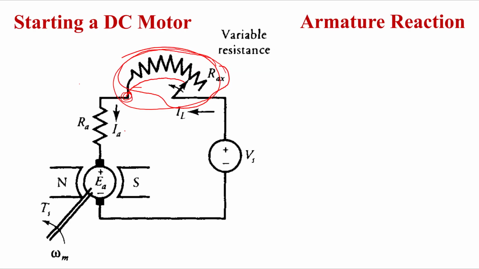Now we'll talk about armature reaction. Already you have studied the armature reaction for the generators. It is the same except for the change in the direction of the current. Because in case of a generator, the armature provides the current to the load, right? But in case of a motor, it draws the current from the source. That means the current direction changes. So if the current direction changes, what is the effect?